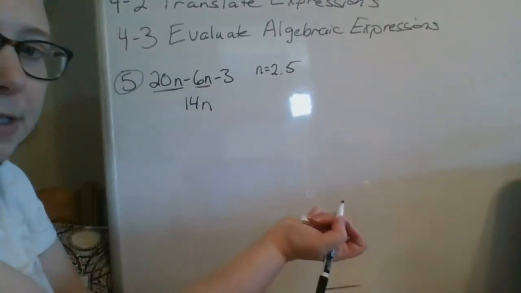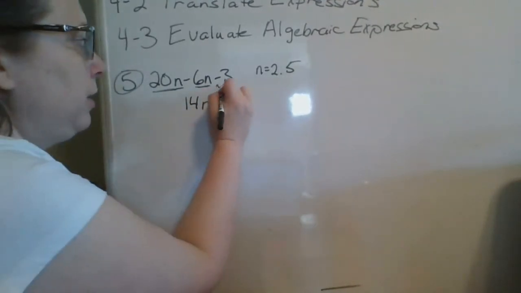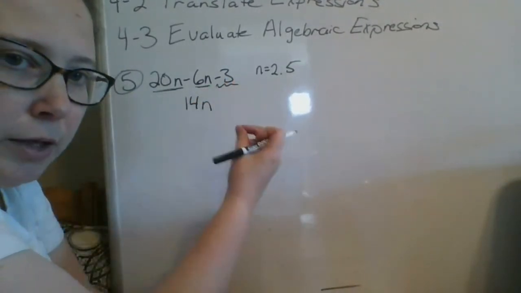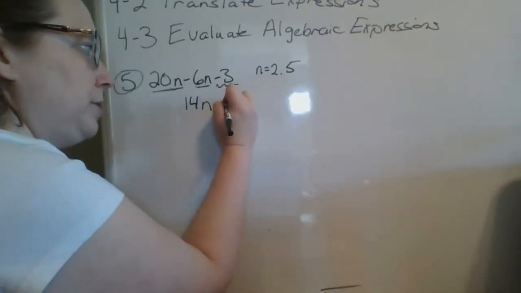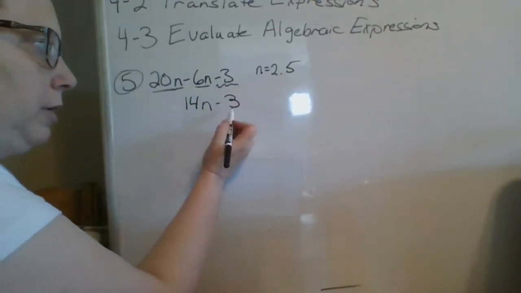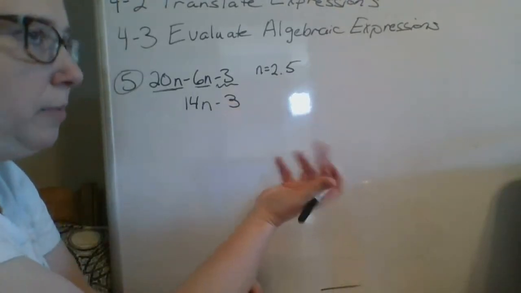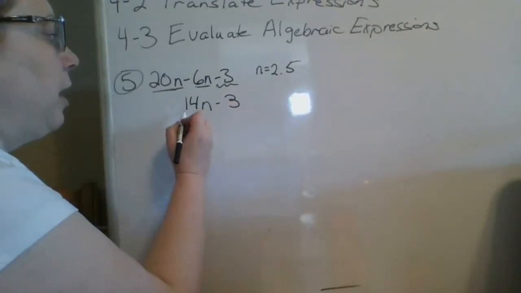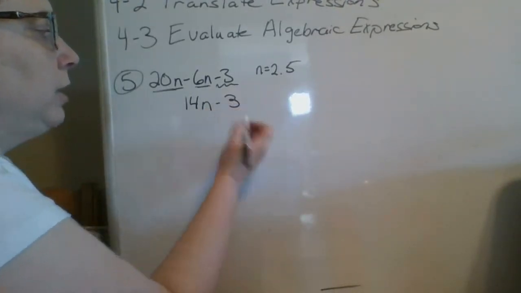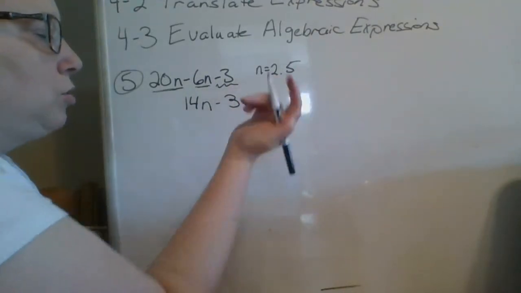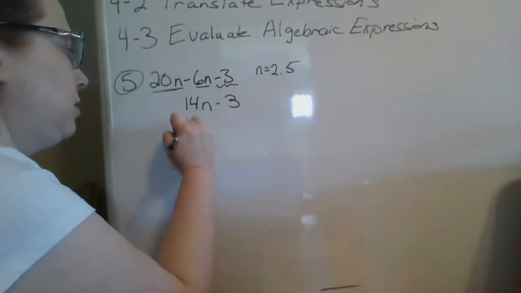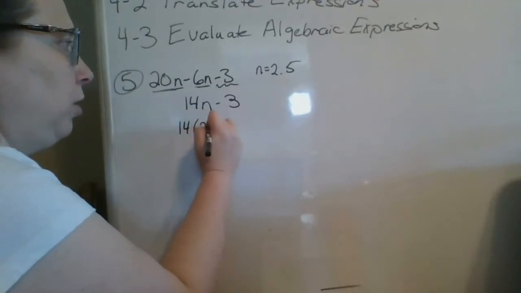We have 14 n's left. This minus 3, because it was not a like term, you cannot combine with the 14 n's. That's different. It's just a number, it's a constant. So we now have 14n minus 3. We knew that n is 2 5/10, so we can go ahead and plug that in here.